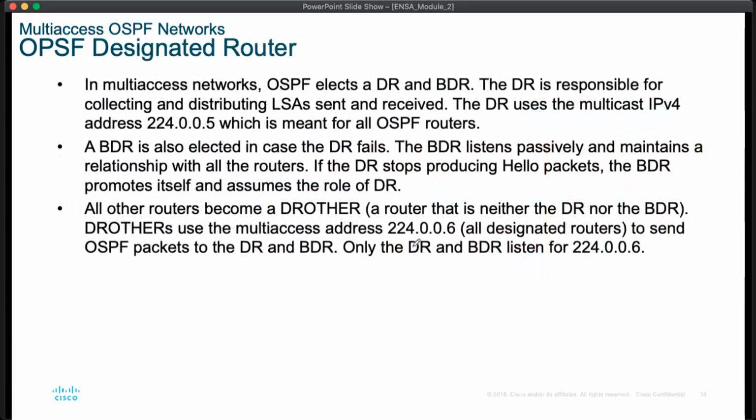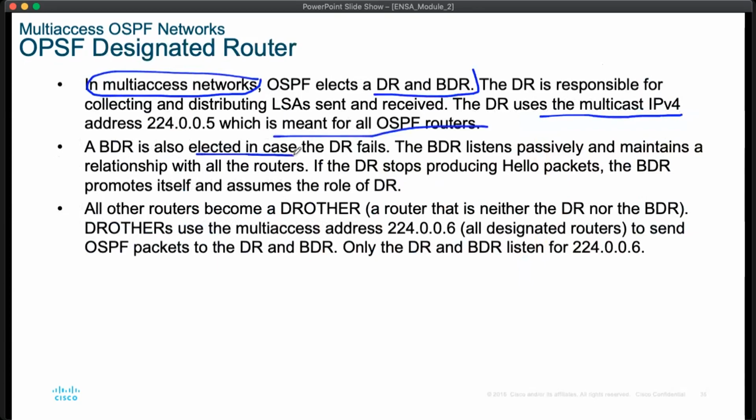All right, okay. So OSPF designated router in a multi-access network. Now we are talking about multi-access network. OSPF elects a DR and also a BDR. The DR is responsible for collecting and distributing LSAs, sending and also receiving. The DR will use the multicast IPv4 address 224.0.0.5, which is meant for all OSPF routers. A backup designated router, or BDR, is also elected in case the DR fails.